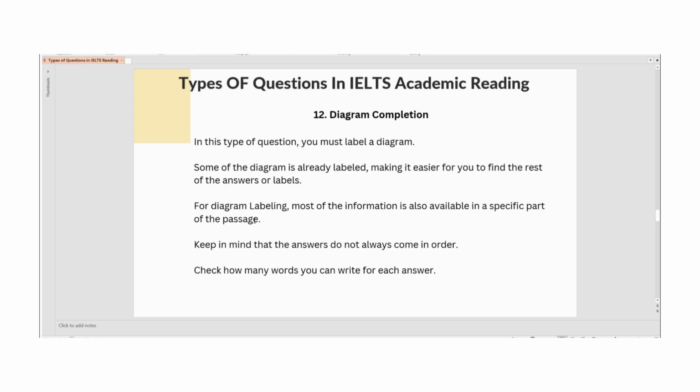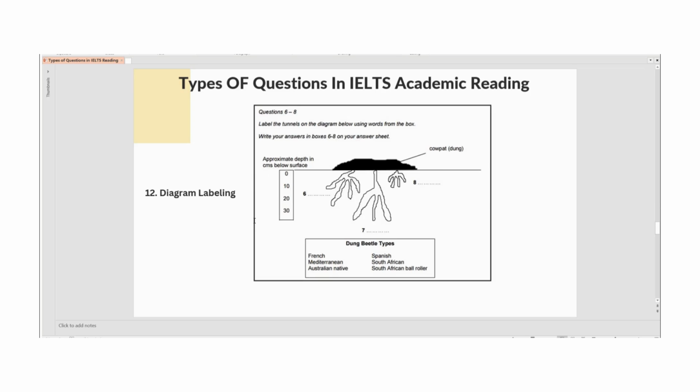So keep in mind that answers do not always come in order. In the diagram completion case, the answers may be out of order, and so you have to pay careful attention to the diagram, analyze the passage or the paragraph carefully, and find the correct answers. Okay, so check how many words you can write for each answer. I have discussed this point too many times.